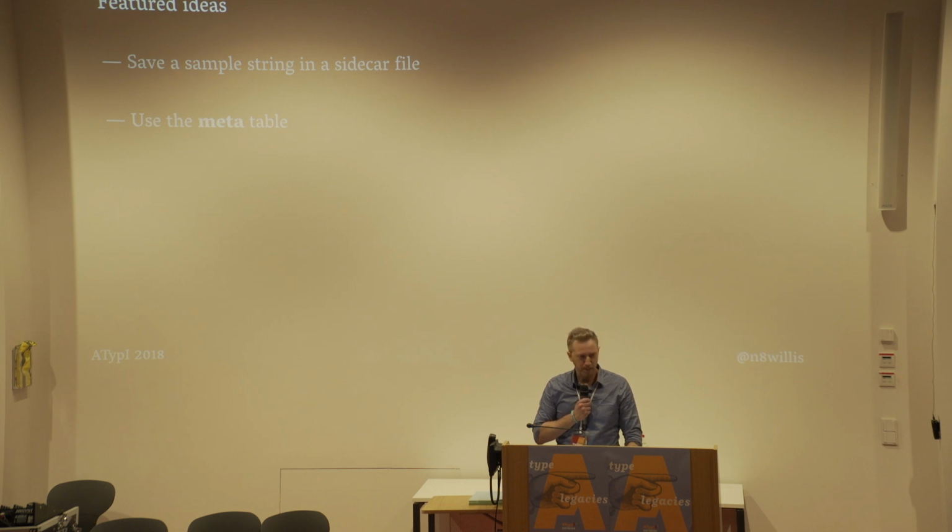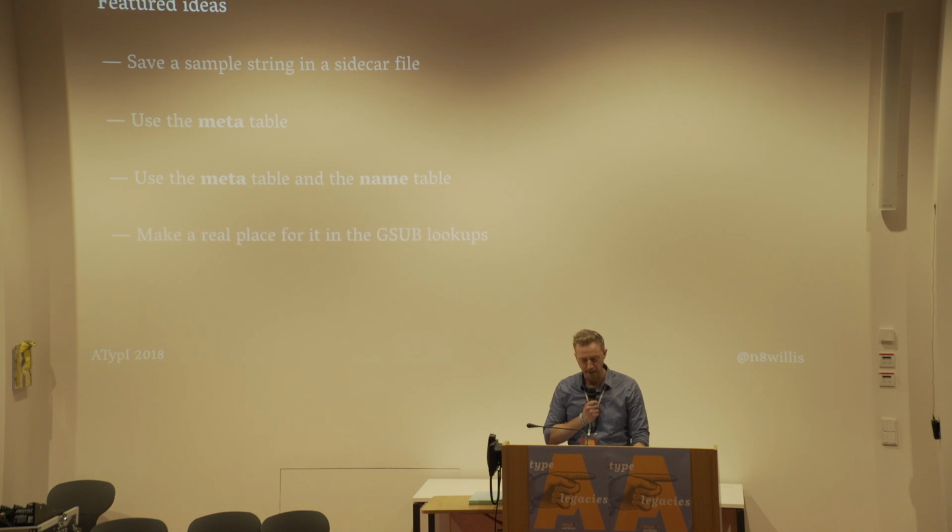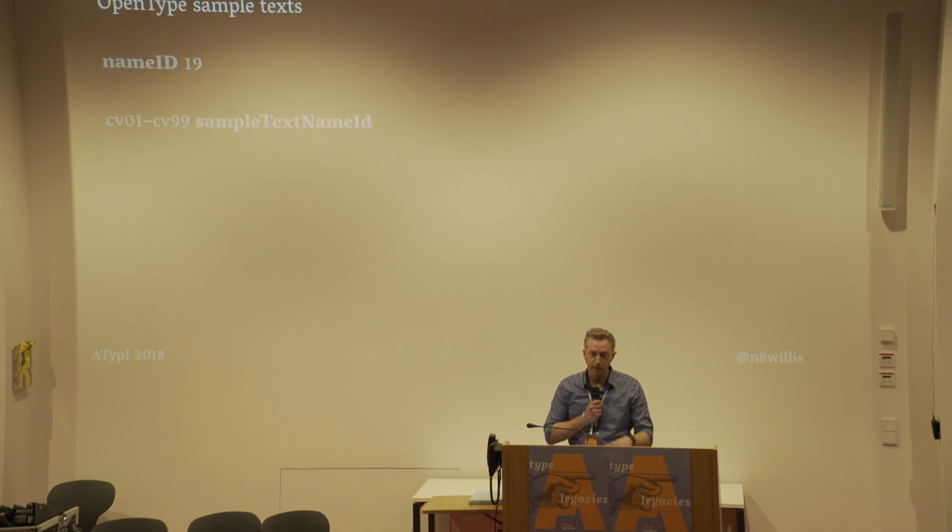The next idea was maybe use the meta table, like we do for the design language now. As it turns out, you shouldn't use the meta table for strings. You're supposed to hook meta table entries to the name table. And at that point, you might as well just amend the spec. So the current thinking is we'd like to see some changes and maybe have some sample strings available for other features. As it stands, there's two places in OpenType where you do get a sample string.